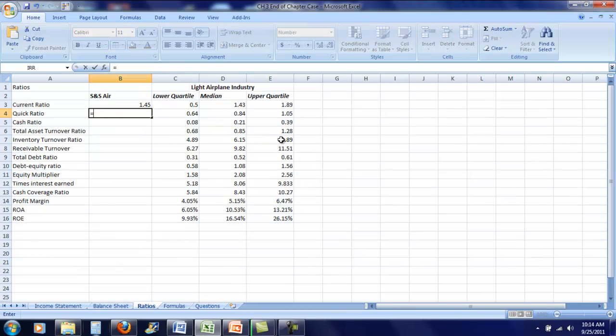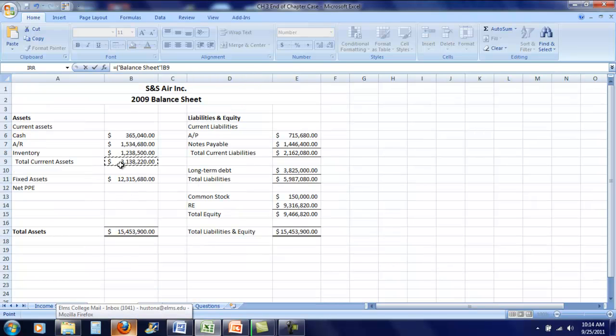My quick ratio is current assets. I'm going to put parentheses here because I'm going to have it do an order of operations first. Current assets minus inventory, because in the quick ratio we don't include inventory. That can be harder to convert to cash. So we really want to know how liquid we are. Divided by current liabilities.